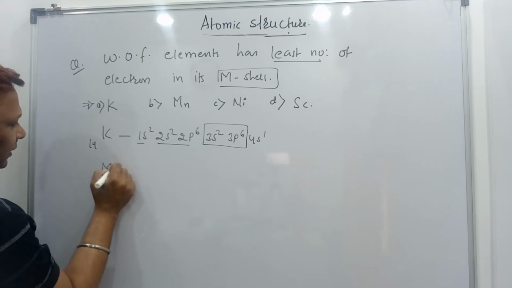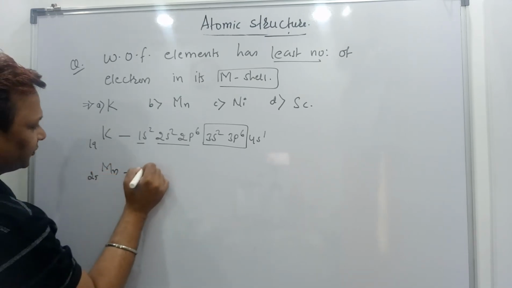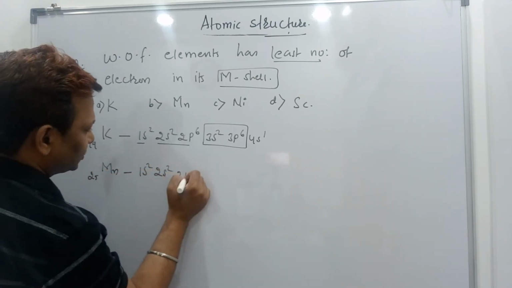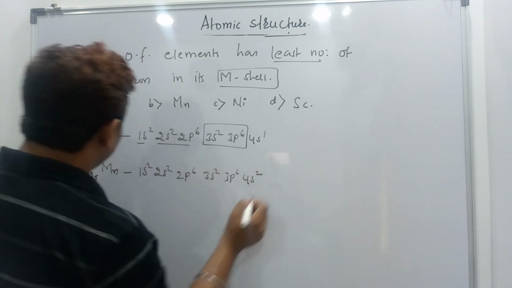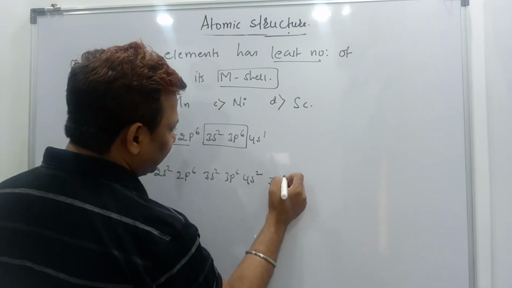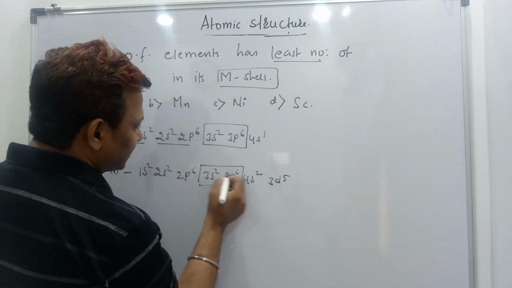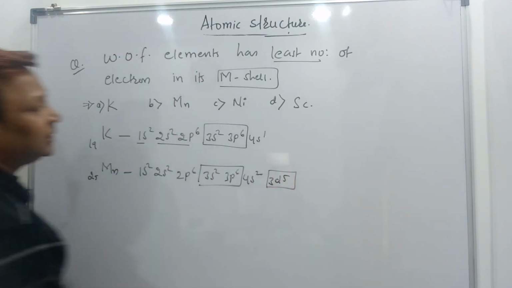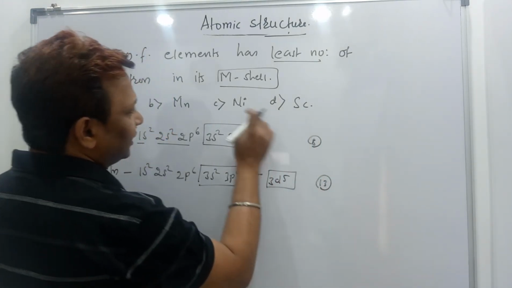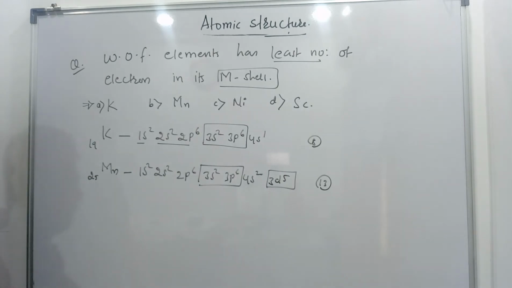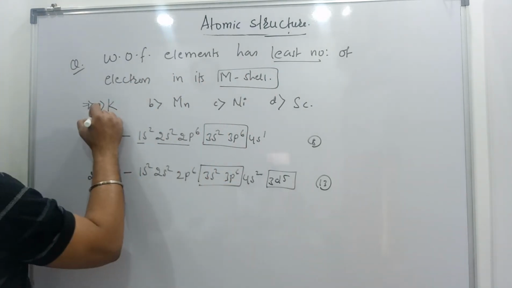Then go with Mn, atomic number 25. Beta, 1s2, 2s2, 2p6, 3s2, 3p6, 4s2, because 20 plus 5 is 25. See, beta, 6 plus 2, 8, plus 5, 13 electrons. In this case 13, in this case 8. The remaining are all d block, obviously greater than that. So the least number of electrons is present in K.